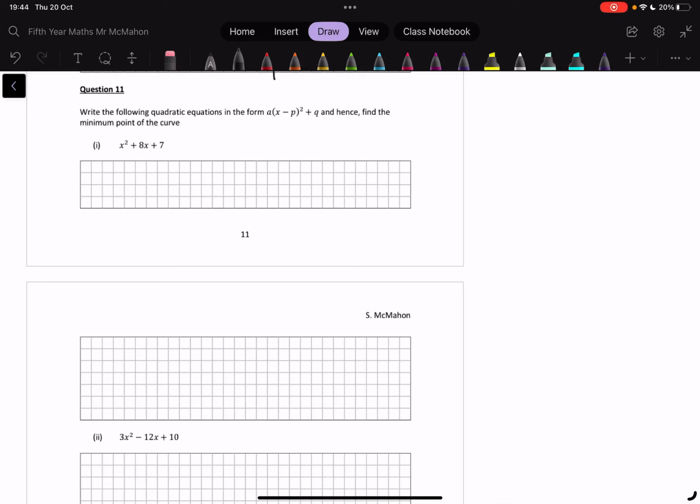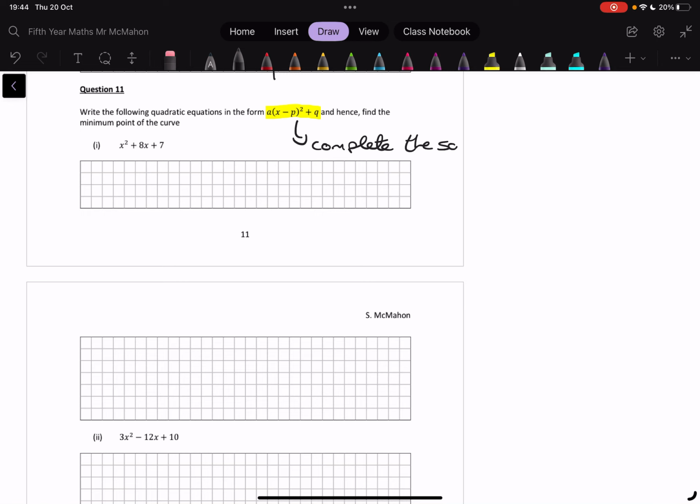Okay, so nearly there. So we're on question 11. Write the following quadratic equation in the form a(x minus p) squared plus q, and hence find the minimum point of the curve. So we have to recognize that when we're told to write a quadratic in this form, that means to complete the square. And we have to be able to recognize that.